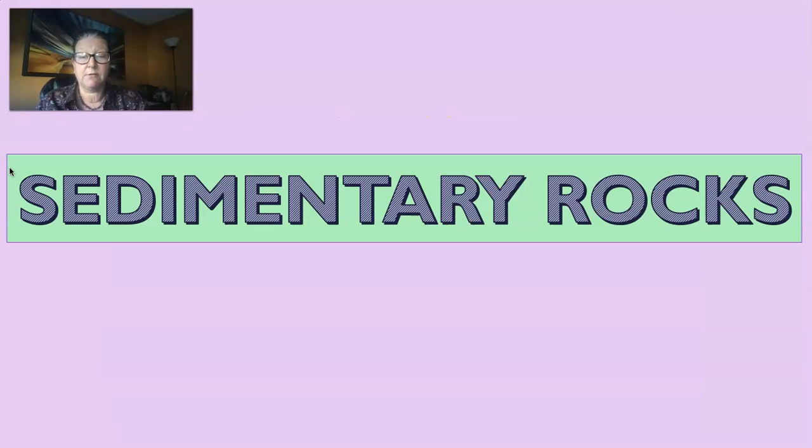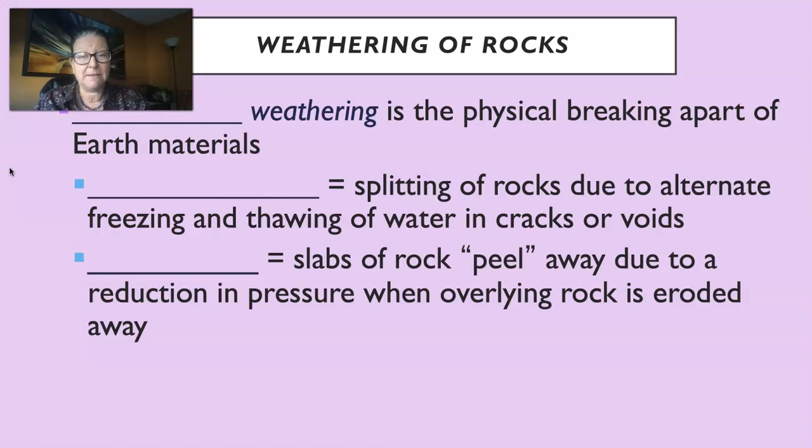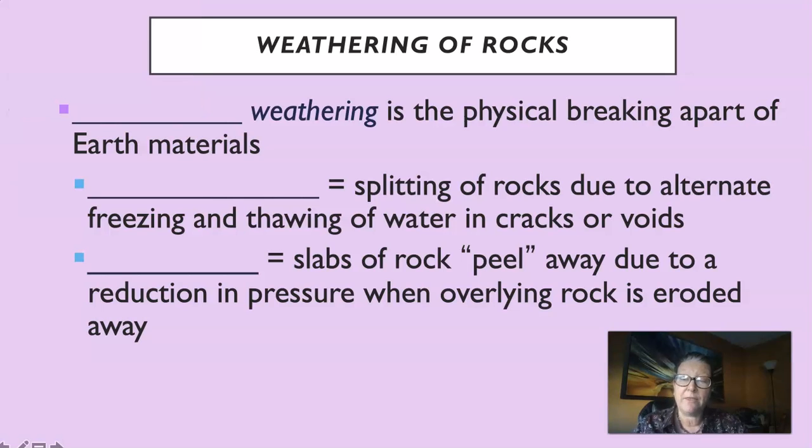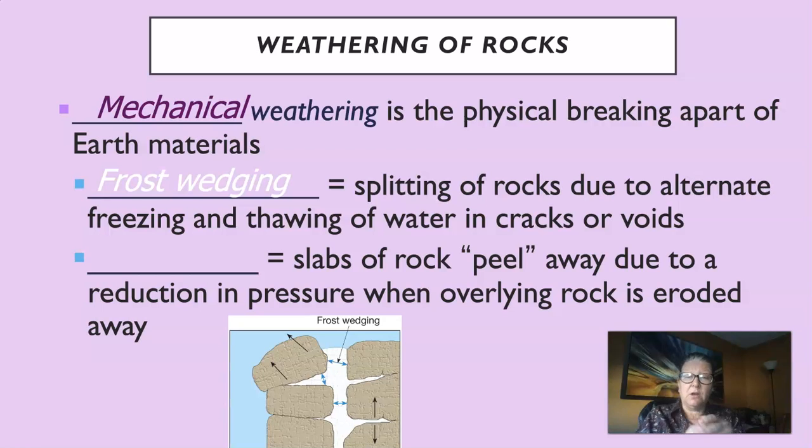Moving on to sedimentary rocks. Before we get to sedimentary rocks, remember we have to talk about sediments. Sediments are the product of weathering, and there are two kinds of weathering. Mechanical weathering is the actual physical breaking apart of rocks into smaller pieces. Two important types of physical weathering include frost wedging, in which water gets into cracks of rocks, and in the winter it freezes and ice expands and breaks the rocks apart.